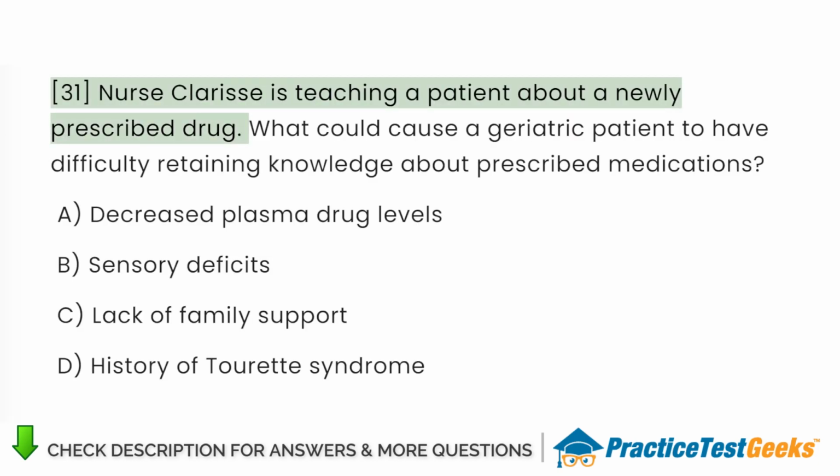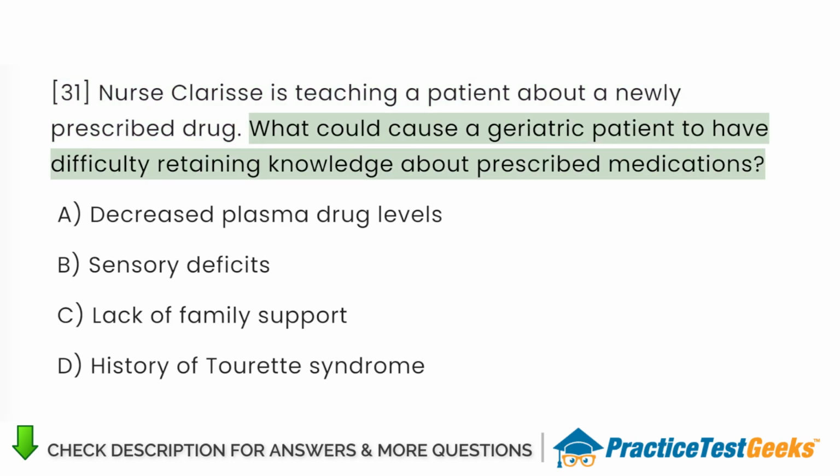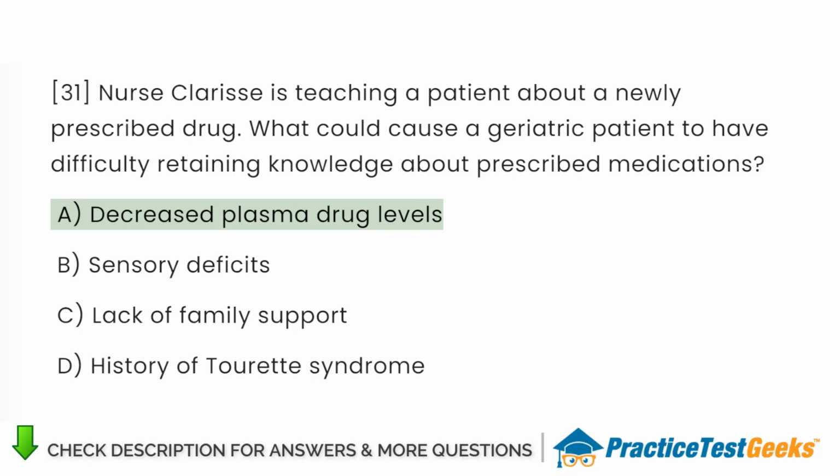Nurse Clarice is teaching a patient about a newly prescribed drug. What could cause a geriatric patient to have difficulty retaining knowledge about prescribed medications? A. Decreased plasma drug levels. B. Sensory deficits. C. Lack of family support. D. History of Tourette syndrome.